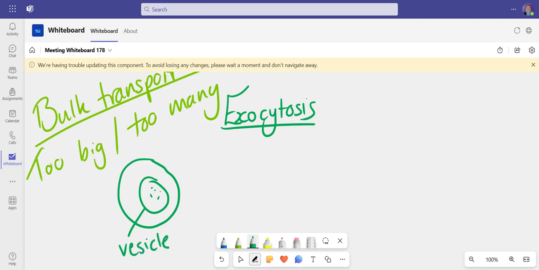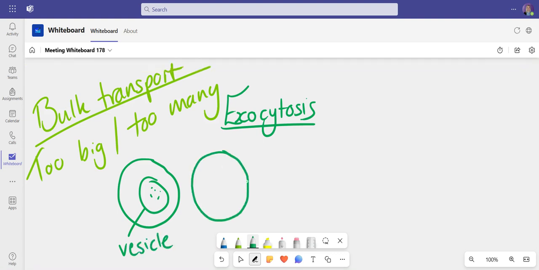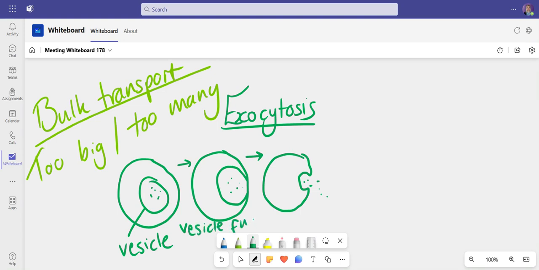And what happens in exocytosis is that the molecules that we want to get out are inside a vesicle, and that vesicle moves to the edge of the cell and fuses with the cell surface membrane. And when it does that, eventually it opens up and the contents is released. And it's very important in our descriptions that we talk about how the vesicle fuses with the membrane.